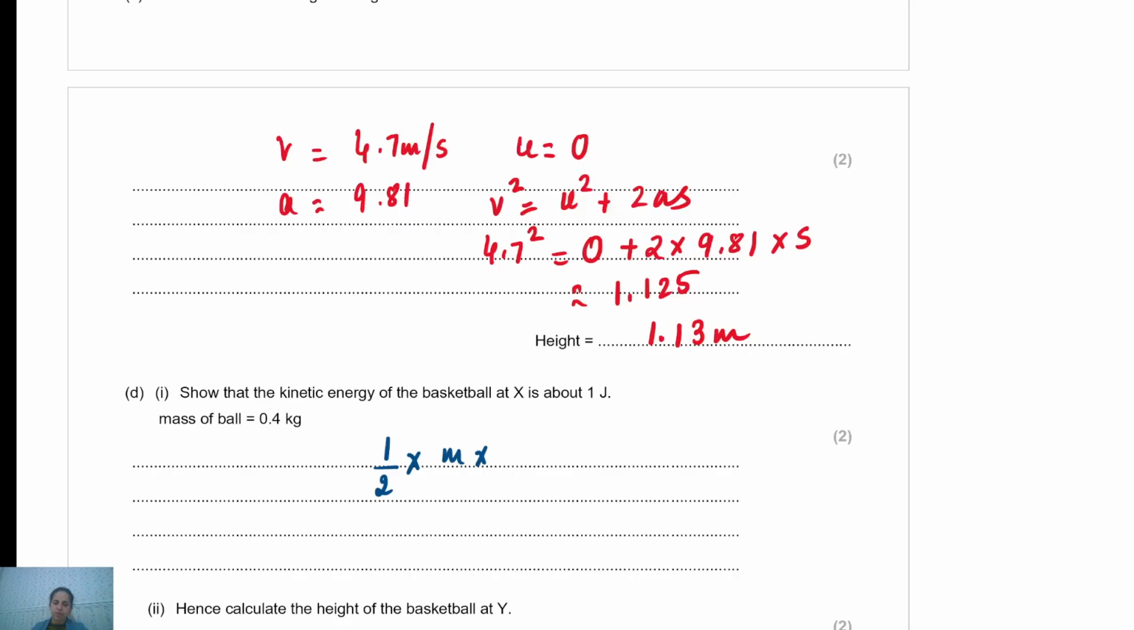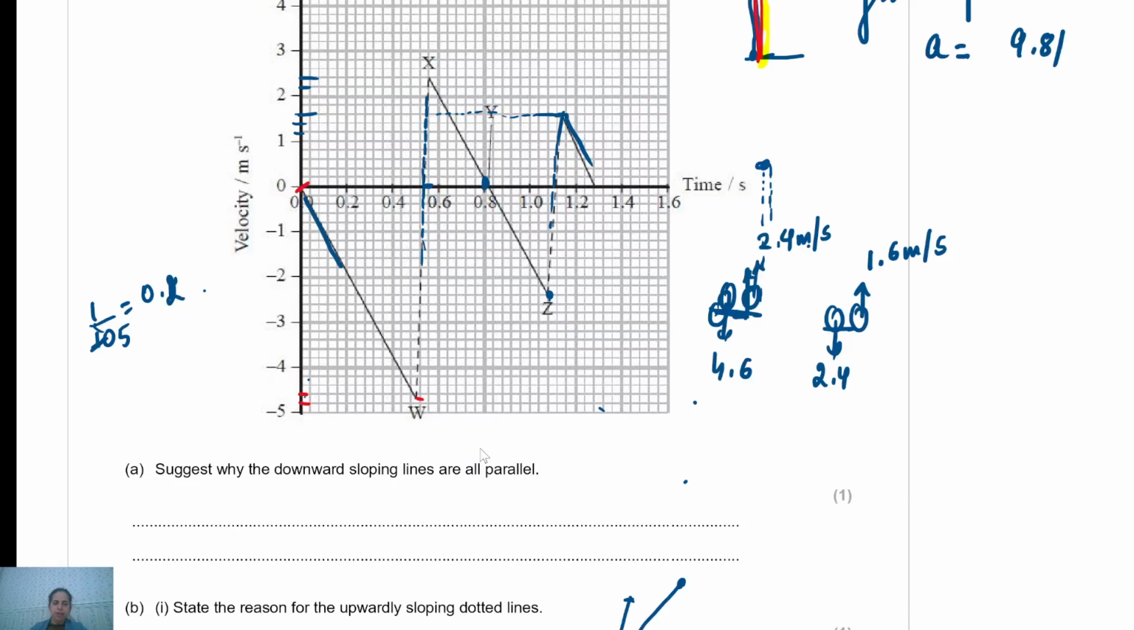Now calculate the height of the basketball at y. Where is y now? Okay, so that's the point. That means it has reached this point where the velocity is 0, isn't it? So how is it going? Your ball is hitting the ground. Okay, it's quite a confusing question, so I'm just going to redraw the diagram to help you understand.